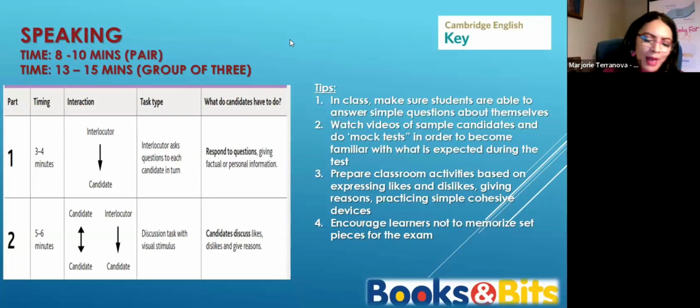Oh, I study math, English, literature, physics, chemistry, blah, blah, blah. Mock tests, not just for the speaking part, for all the other components, right?